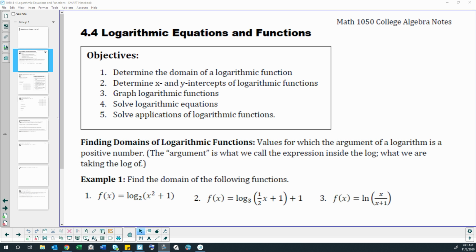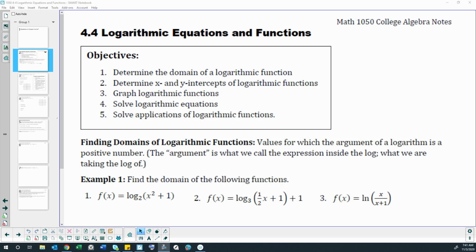Section 4.4, logarithmic equations and functions. So we're going to be learning how to find the domain of a logarithmic function, x and y intercepts, graphing them, and solving applications. So the first thing here is finding the domain of a log function.